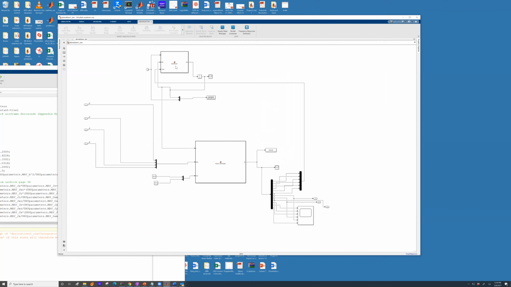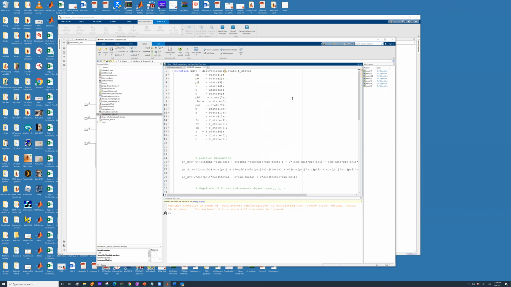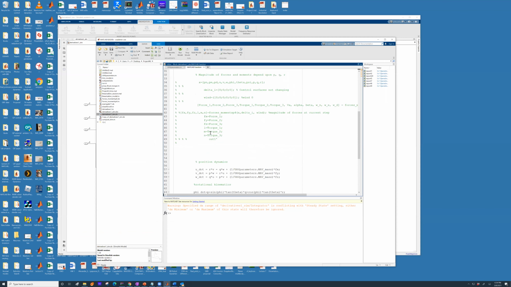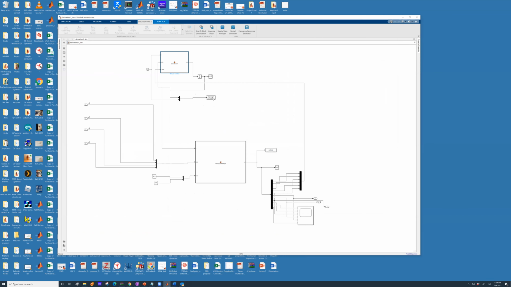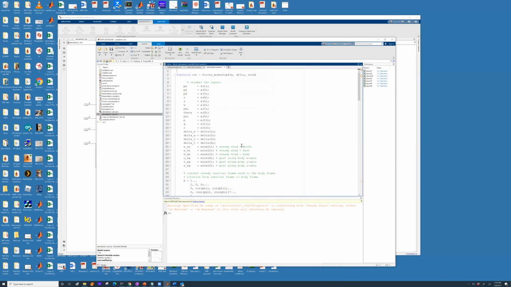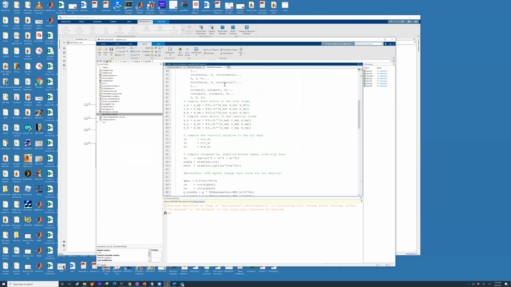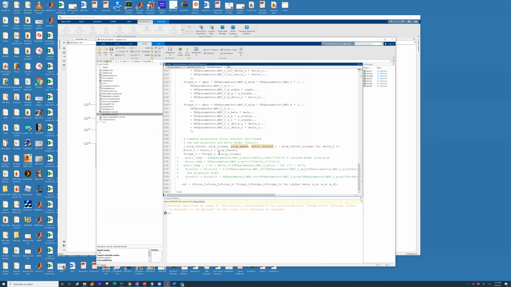So let me quickly look at derivatives 1. Can you see derivatives 1? Again, there are 12 states. Then you have 3 forces, 3 moments, all these equations. Then if you look at the Matlab function and the integrator, all the initial conditions are 0. You have this force moment 4 function, which gives you the values for different forces.